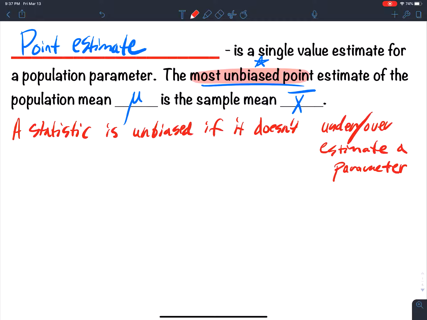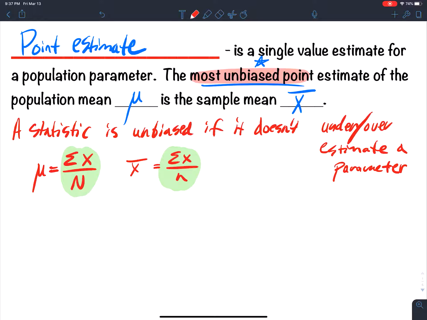So how do we calculate mu? It's the sum of all the data values divided by all of the population. Well, how do we calculate x bar? Okay, x bar is the sum of all the data values in the sample divided by how many are in the sample. Mathematically, these two formulas are the same. Add them up, divide by how many there are. That's the sum. Divided by how many there are, that's the average.